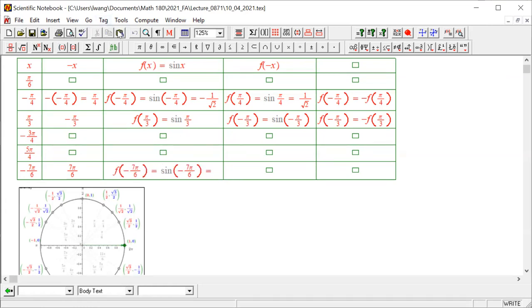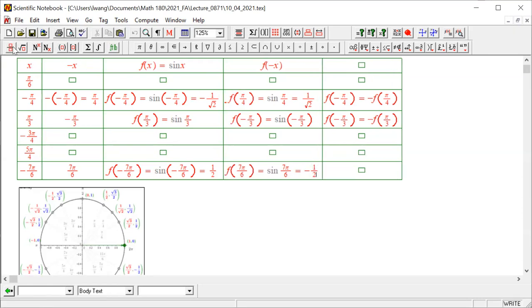When we are doing ARD, what do we get? We get a 1/2. And the other one, f of negative x, because the opposite of negative 7 pi over 6 is f of what? It's f of 7 pi over 6, and that equals sine of 7 pi over 6. It terminates in the third quadrant, which we just saw, and that equals -1/2.